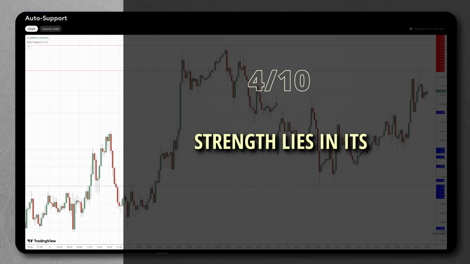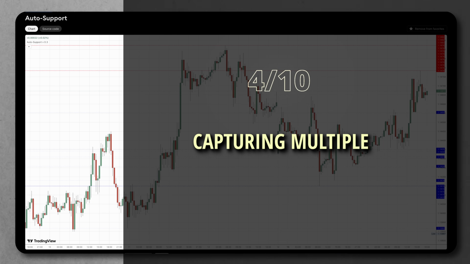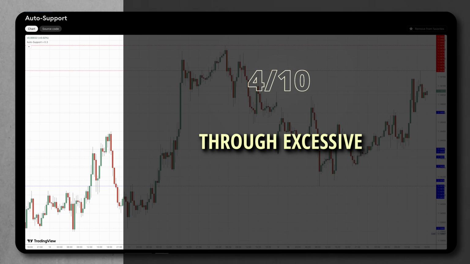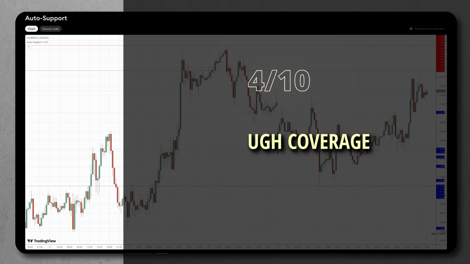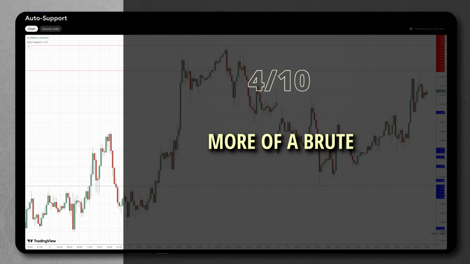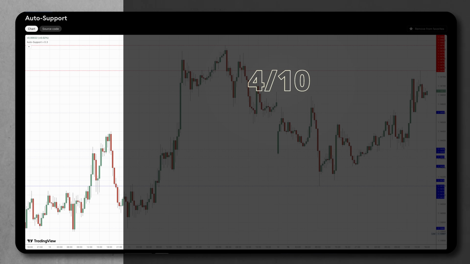The indicator's strength lies in its comprehensive approach to capturing multiple time frame extremes, but this becomes its primary weakness through excessive visual noise. While the mathematical progression creates thorough coverage, the lack of intelligent filtering or dynamic adjustment makes it more of a brute force solution than a refined analytical tool.